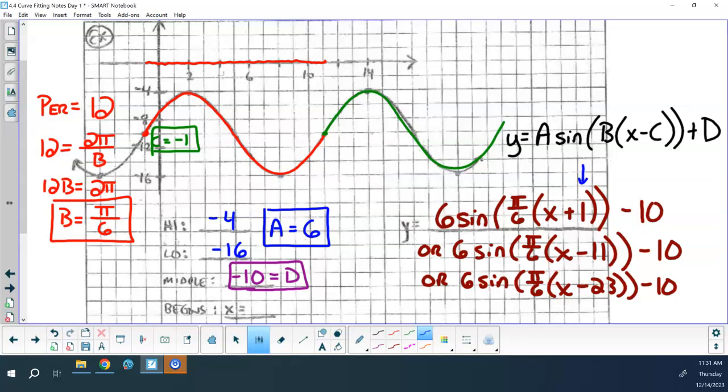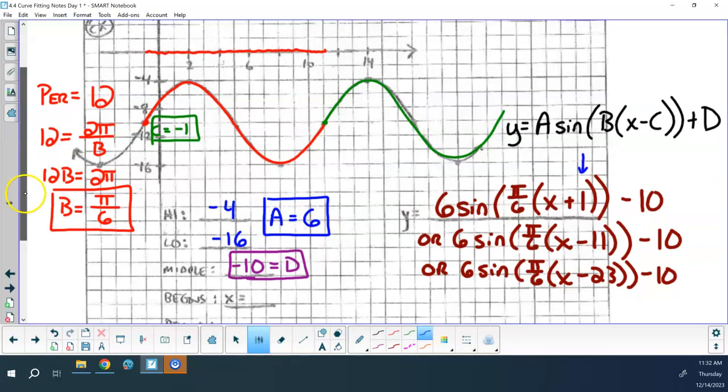Because how far apart are all of those? How far apart is 1 and negative 11? Negative 11 and negative 23. Negative 23 and negative 35. 1 and negative 13. How far apart are all those? 12. Why are they all 12 apart? Because that's my period. So as long as they're all 12 apart, doesn't matter which ones they are. Okay? Now, really blow your mind.